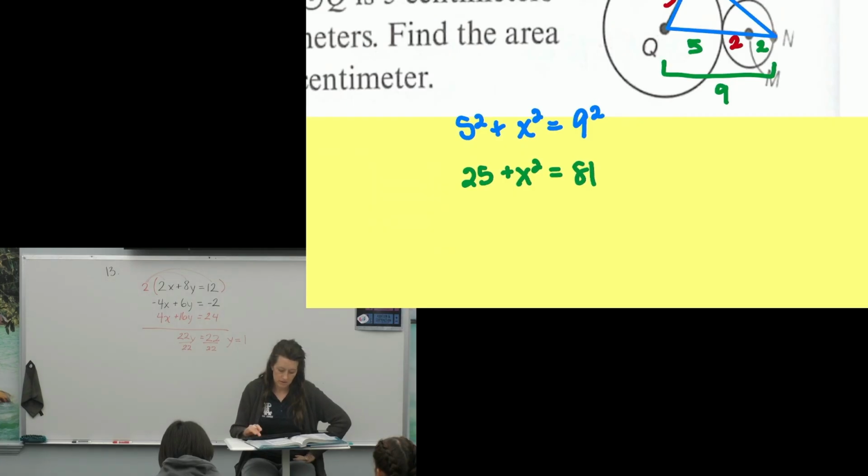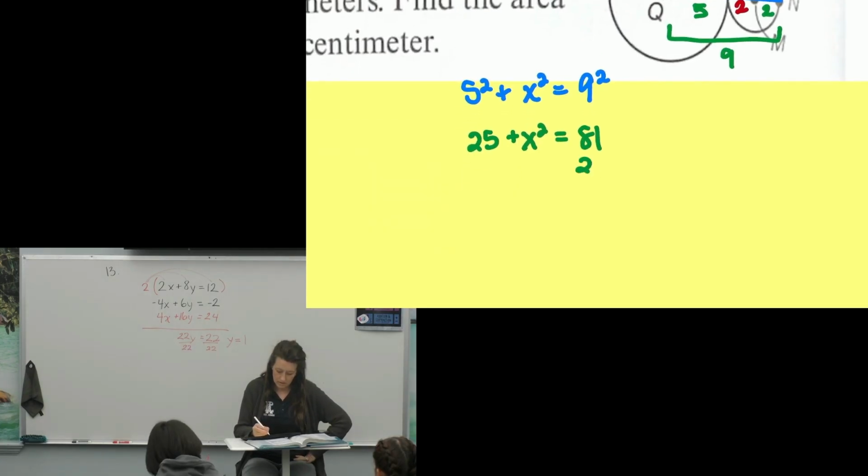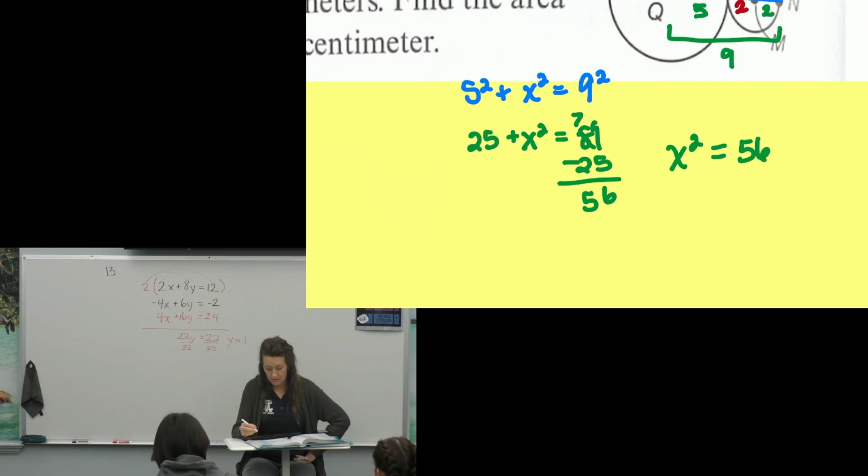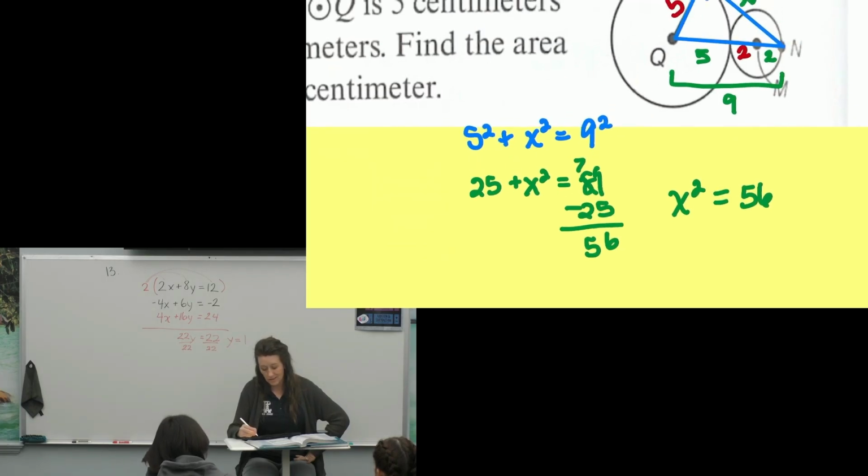Goodness, we got fast with this one. 8, 7, 11, 6, 56. So x squared equals 56, so we need the square root of 56, which is kind of sad because it's not actually a perfect square, but that's okay.